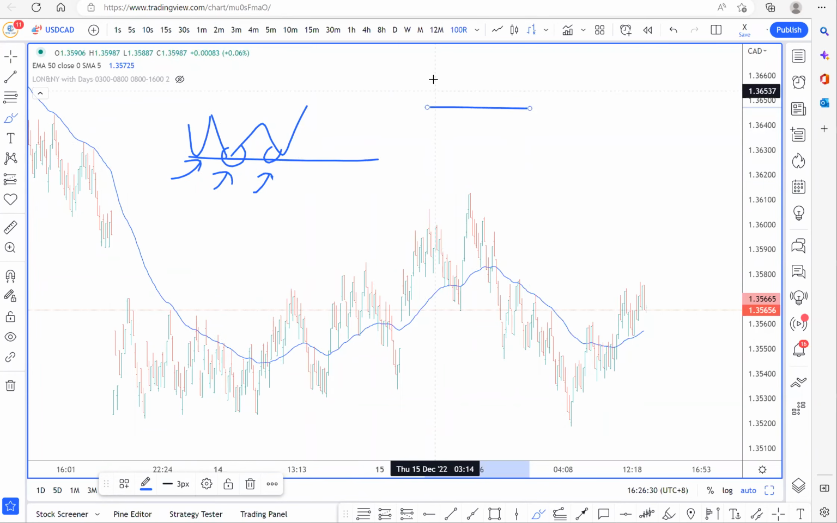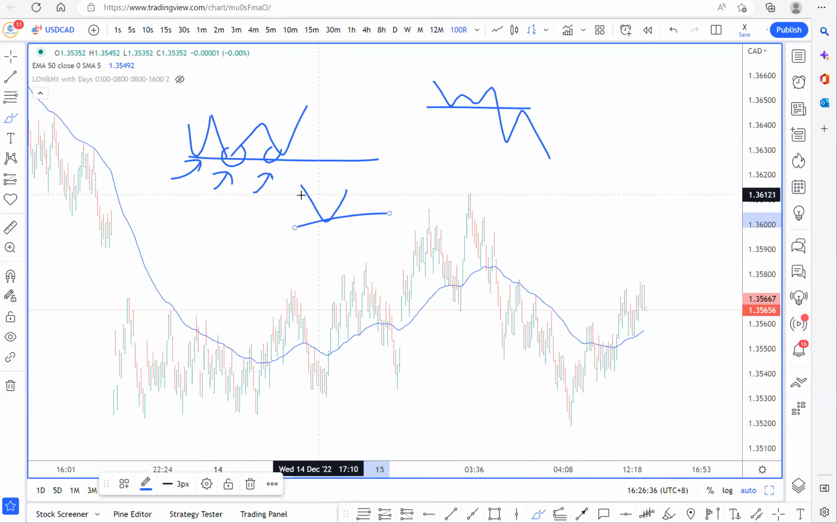You do have a few support levels that we can look at. So these are the different patterns for support level. One, it's of course a V-shaped recovery where we see price coming into this region and a significant rejection of this level the first time.